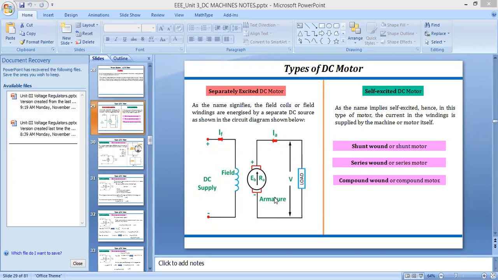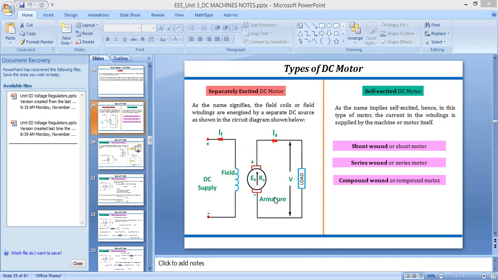So we can calculate torque equal to P into Z into phi into Ia upon 2 pi a. 1 upon 2 pi a you can take as 0.159, into P Z phi Ia upon a. Again, you can write P Z upon 2 pi a as a constant K. So torque equals K into phi Ia, where K is P Z upon 2 pi a. All these things we already studied in the previous session.